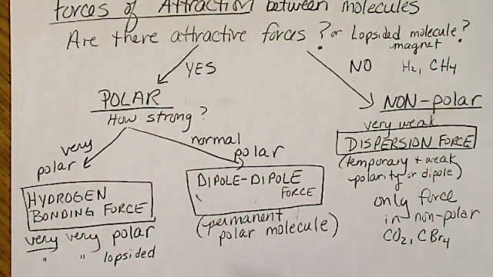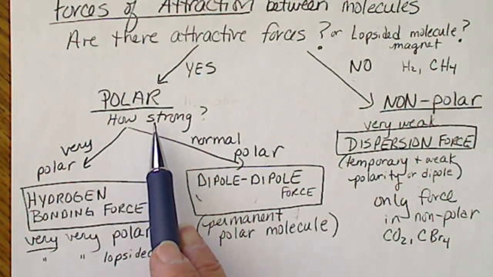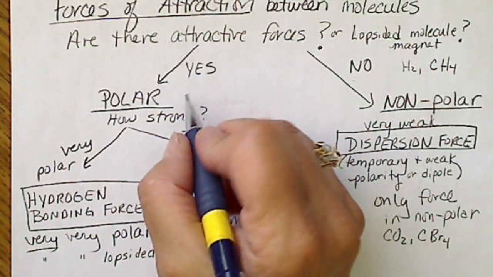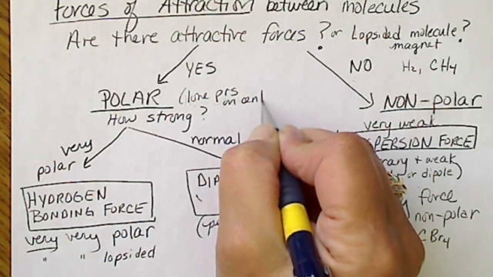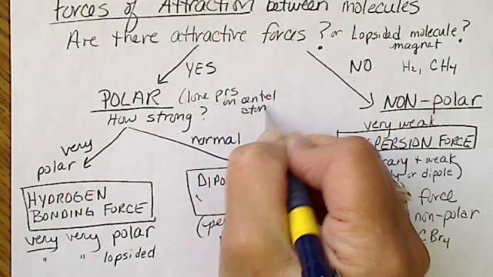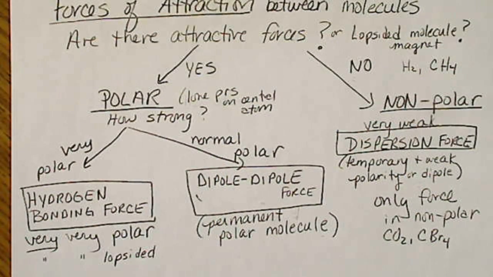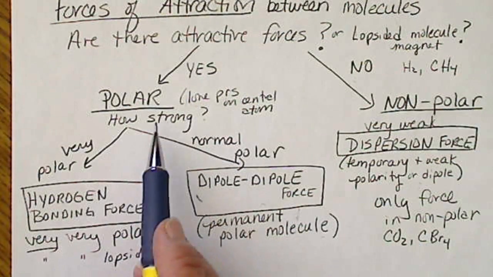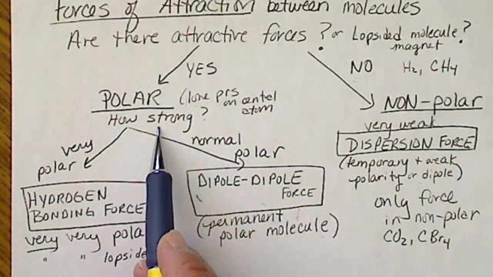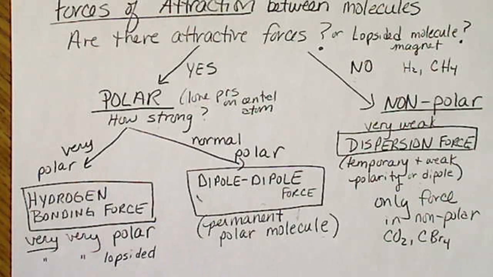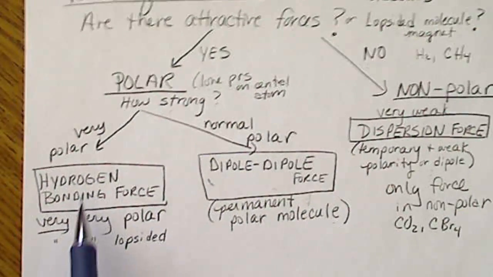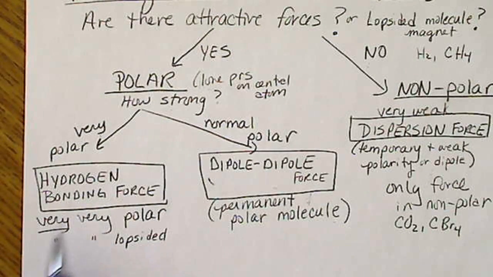Now, if the molecule is polar, then that's lopsided. So polar means it has lone pairs of electrons on the central atom, or the central atom has different things bonded to it. So now we're going to have to make the distinction on how polar is it. How strong is that attractive force? So normal polar versus very polar, that's not very technical. But something that's very polar has a special name called hydrogen bonding.